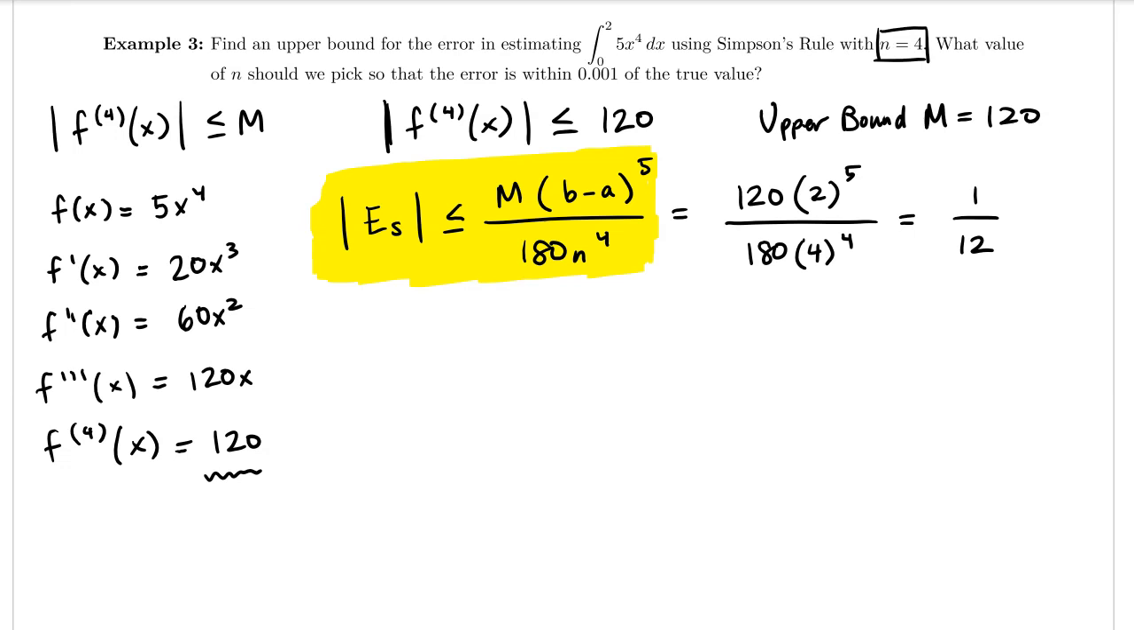And the second part of this question says, what value of n should we pick so that the error is within 0.001 of the true value? So unfortunately, using an n value of 4 would give us an error of 1/12, which might not be satisfying some stringent requirements that NASA has or something like that. So maybe you work for NASA and they have really stringent requirements in terms of how off your error can be. And so maybe they need you to be within 0.001 of the true value.